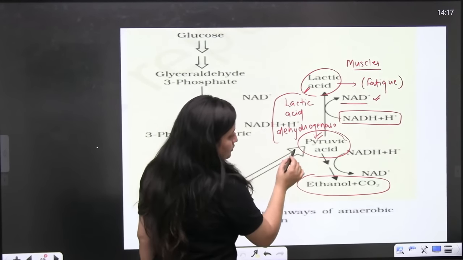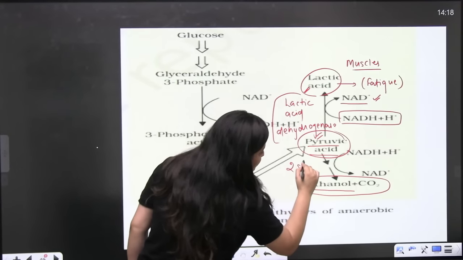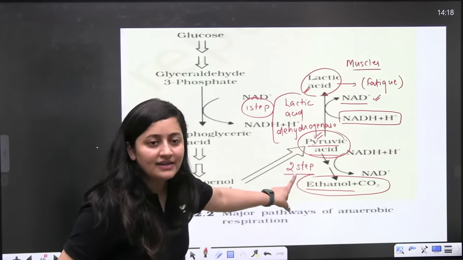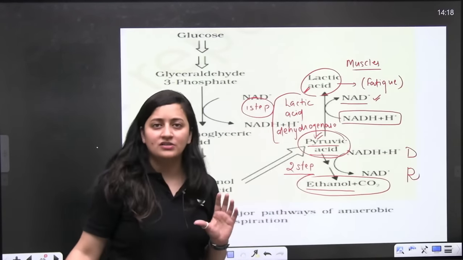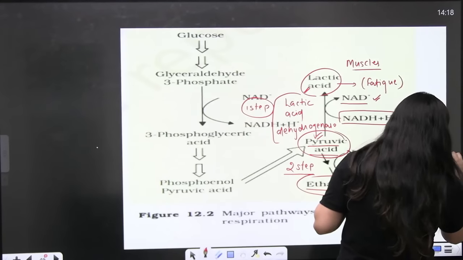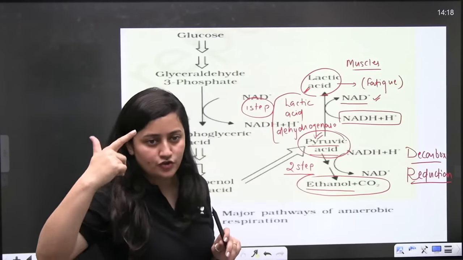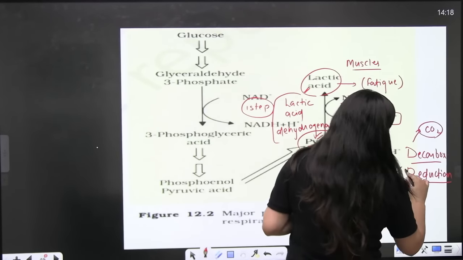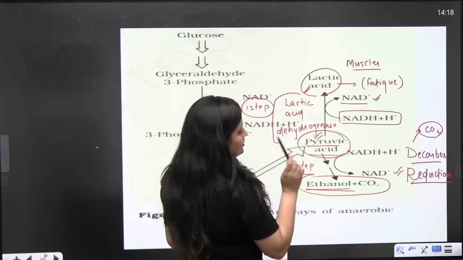So it's a one-step process. But when pyruvic acid is converted to ethanol, to alcohol, it's a two-step process. The trick for the steps is DR. You want to be a doctor, right? For doctors we use DR. D stands for decarboxylation and R stands for reduction. The very first step is decarboxylation, where carbon dioxide will be released. The second step is reduction, where finally ethanol will be formed. So it is a two-step process, while lactic acid fermentation is a one-step process.